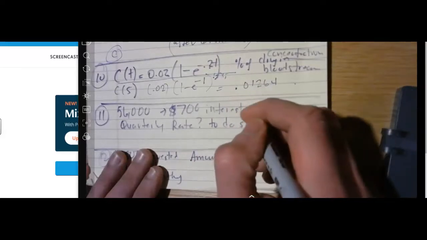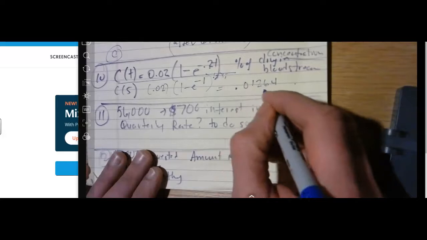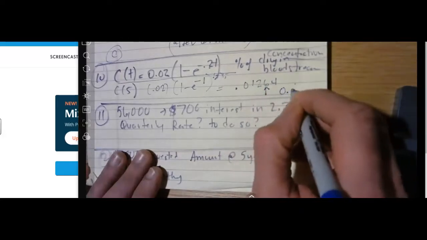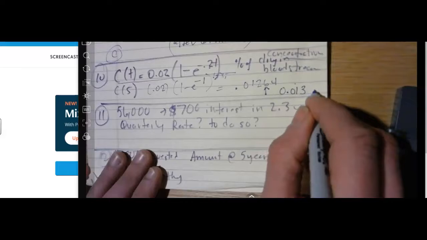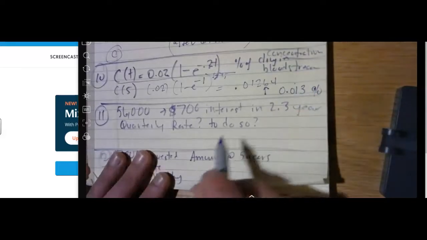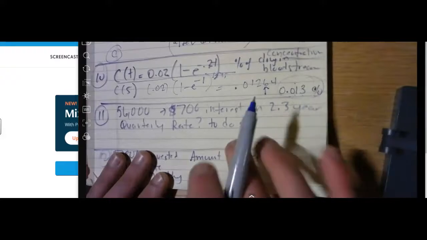you're going to get 0.01264. And they want the decimal rounded to 3 places. So you look here and you say, okay, that's going to be 5 or higher, so it's going to be 0.013 grams, or percent, 0.013%. Okay, there you go.